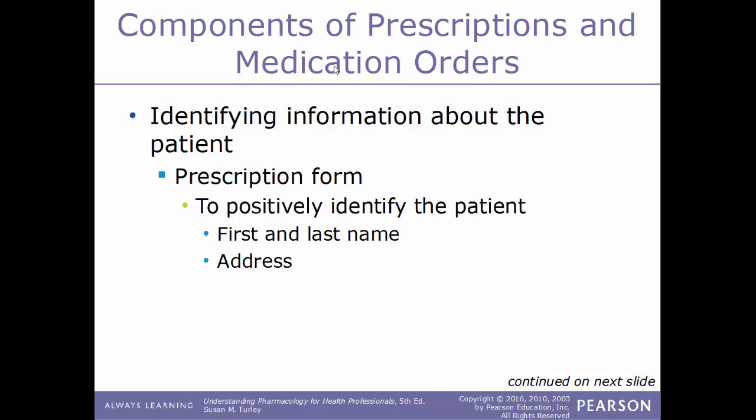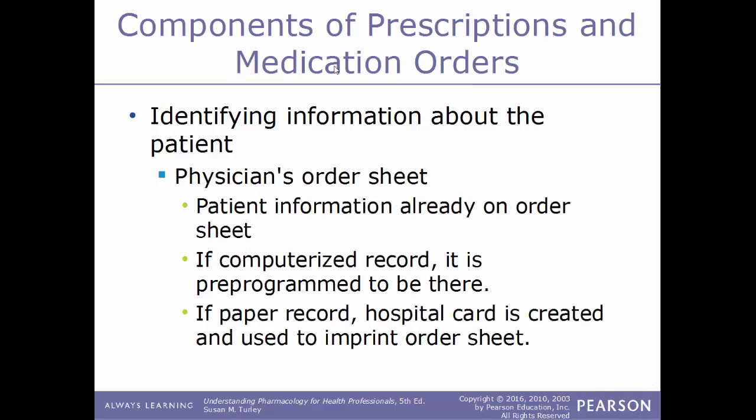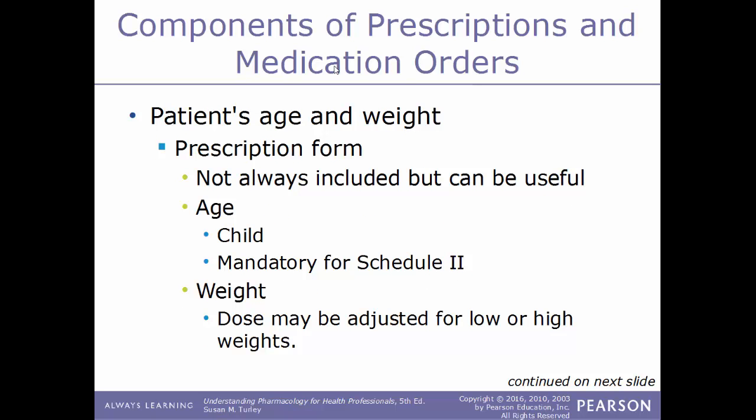Okay, next we have identifying information about the patient who will be receiving the prescription. This is used to positively identify the patient. It will include their first and last name, and also their address. On a physician's order sheet, the patient information is already on the order sheet. If it is a computerized record, it will be pre-programmed to already be there. If it is a paper record, the hospital card is created and used to imprint an order sheet. Then, the patient's age and weight. This information isn't used on a prescription form, but it can be useful, especially when it comes to a child.